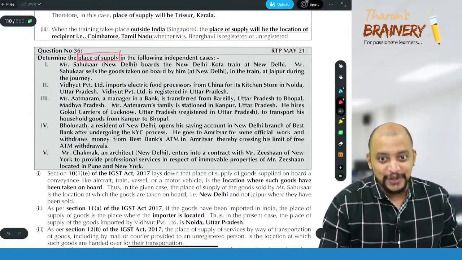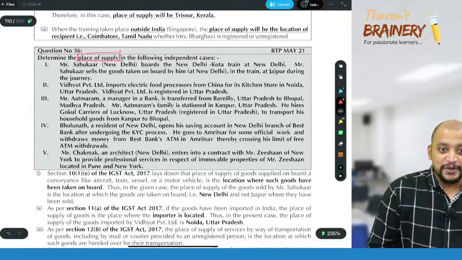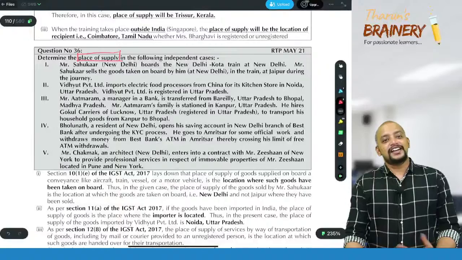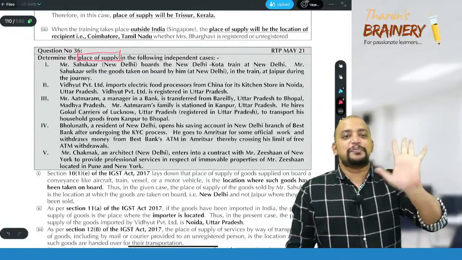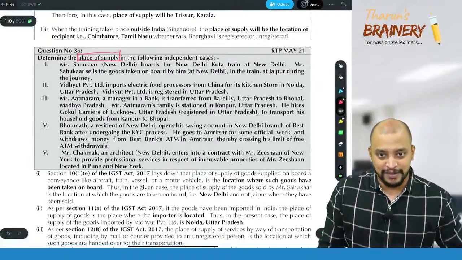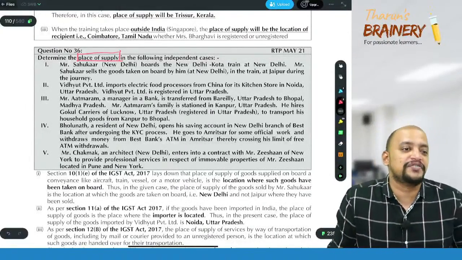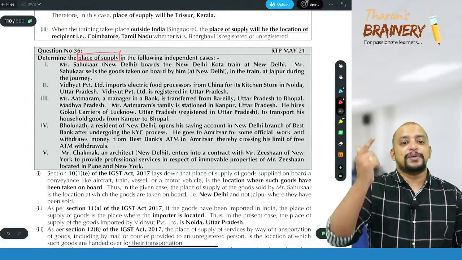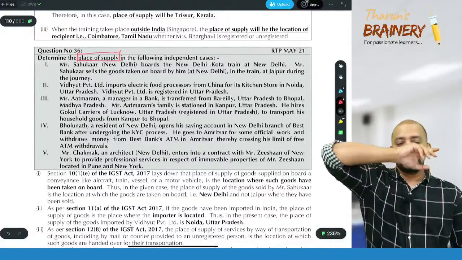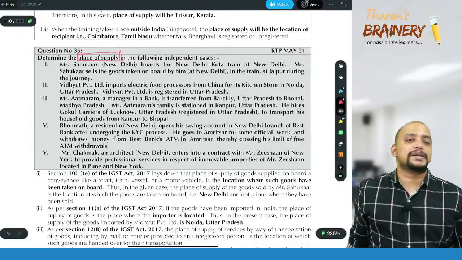That's where I told you that person could be registered, or some other case. For that reason only, because they asked place of supply, we are determining it. But if the same question is given under whether GST is payable or not, it would have been exempted. Okay. So now what will be the place of supply here?